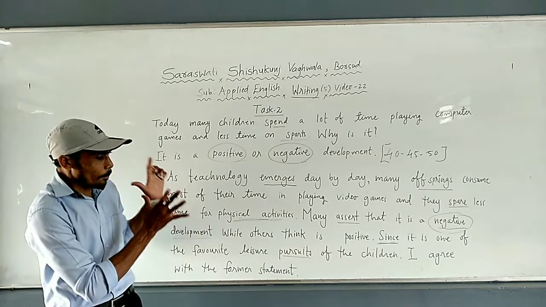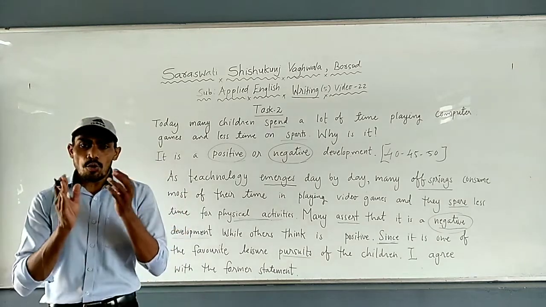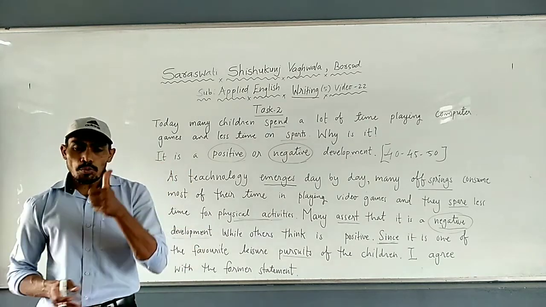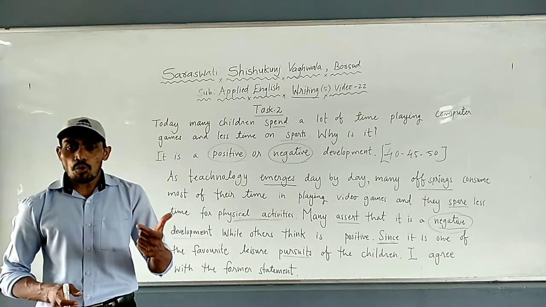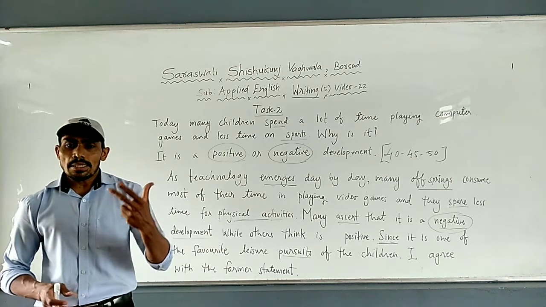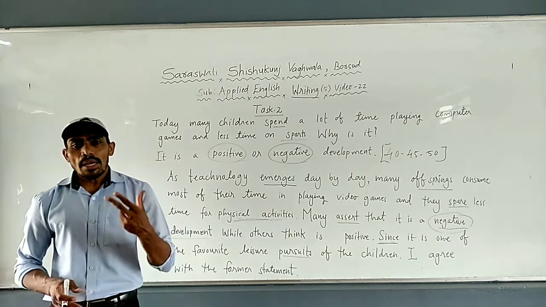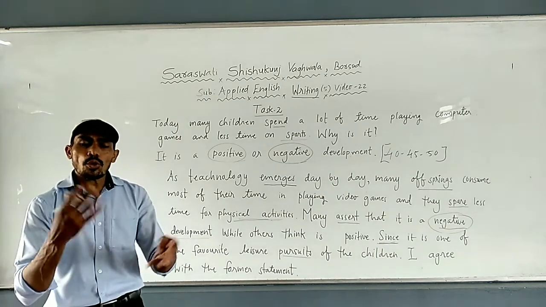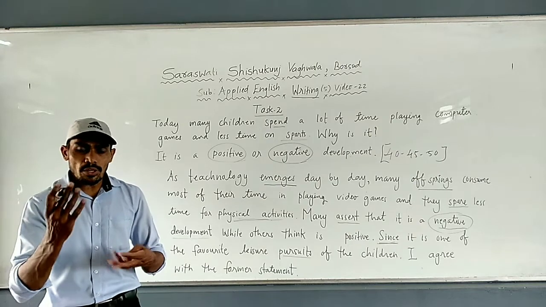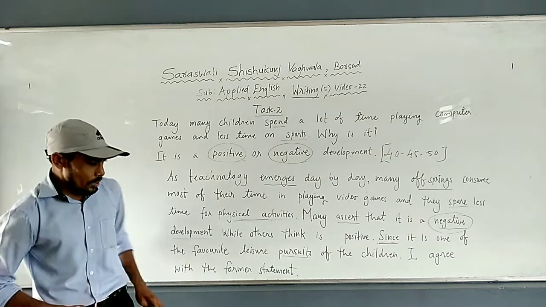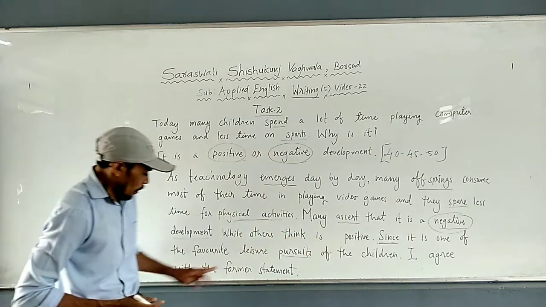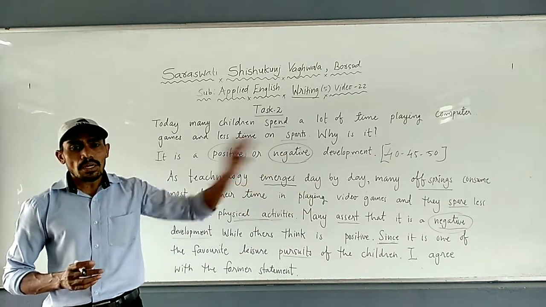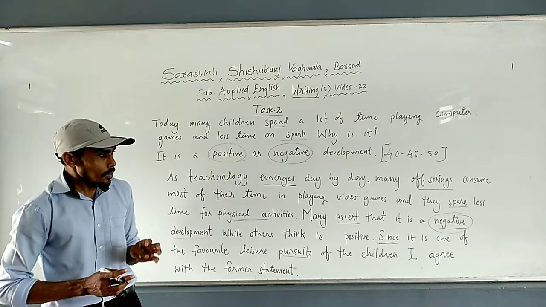Now students, we have completed this introduction. I hope you have understood how to write an introduction. There should be three things. One is the global sentence or topic sentence. The second one is paraphrasing. And the third one is called the thesis statement. That means what you are going to write in body paragraph 1, you need to mention in one sentence. That I agree with the former statement. That for me, it is completely a negative development.